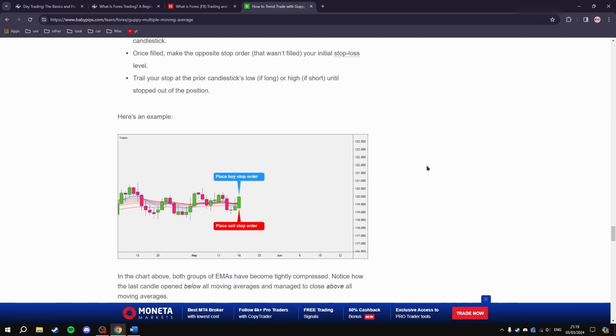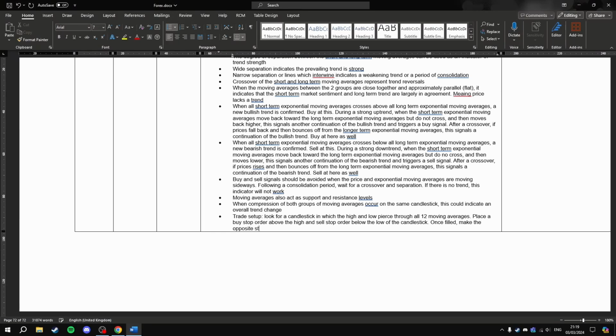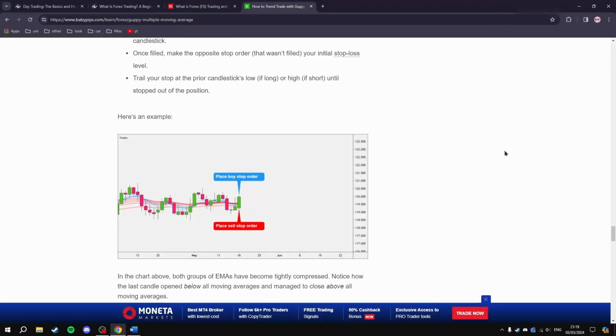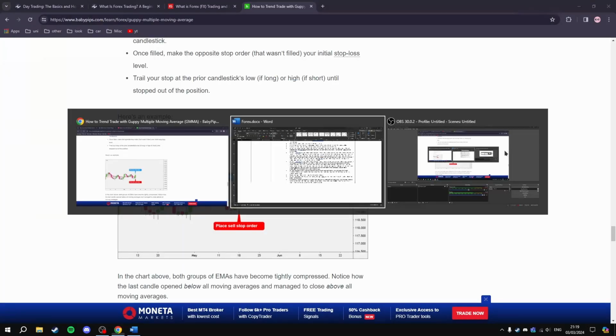Once filled, make the opposite stop order that wasn't filled your initial stop loss level.